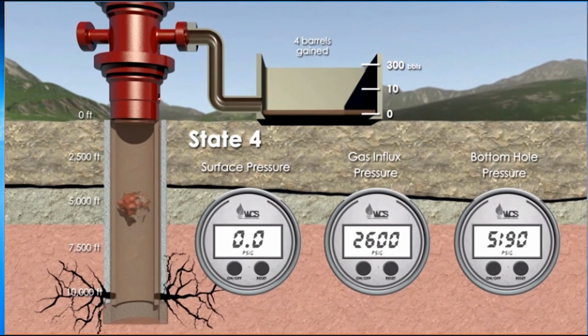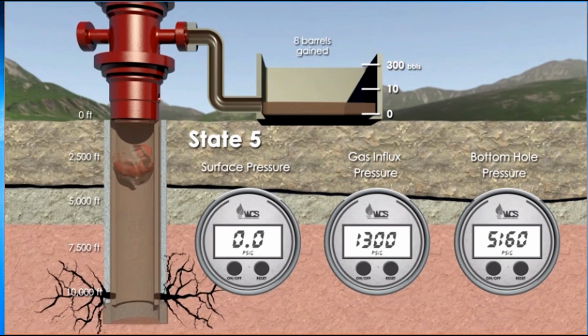State 4. At 2,500 feet, the hydrostatic pressure immediately above the bubble is now 1,300 psig. The gas volume is now 4 barrels. Hydrostatic pressure at the bottom of the well is now 5,160, and the surface pressure remains at 0 psi.